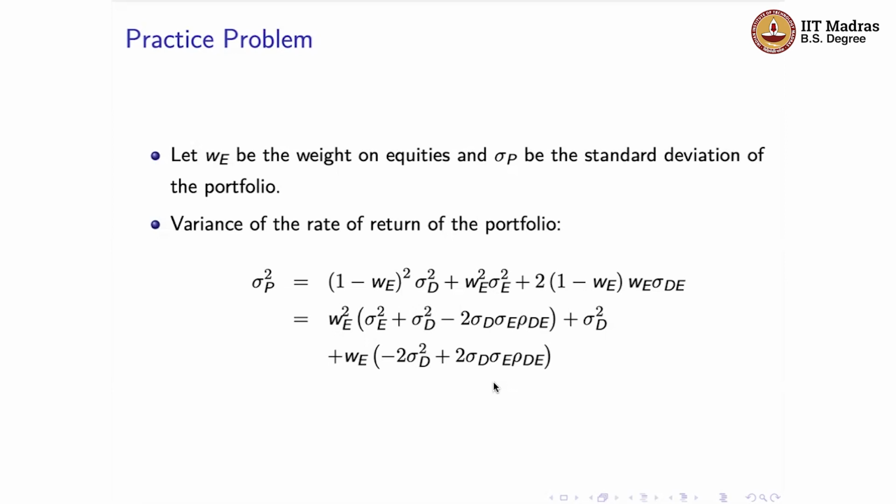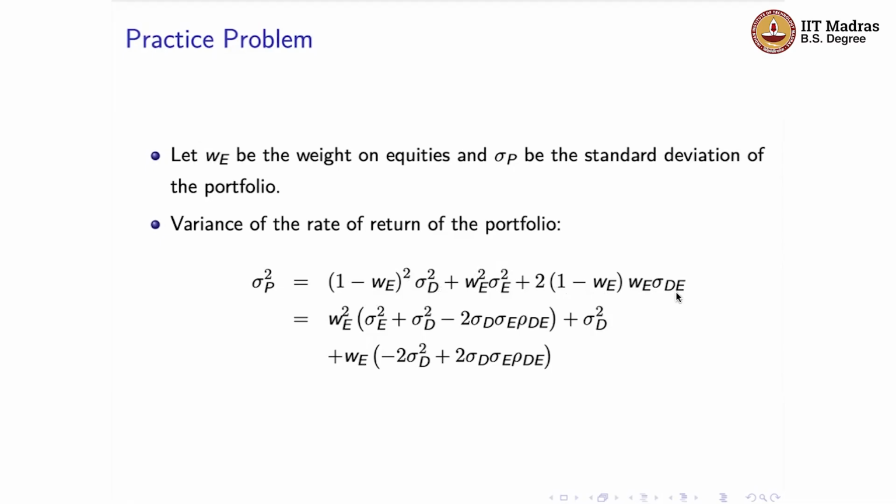So what's the variance? The variance is given by sigma square P, and as usual, applying the formula, we get that it will be equal to the weight on the debt part squared, so that's (1 minus WE) squared times sigma D squared, which is the variance of the debt, plus the weight on the equity squared multiplied by the variance of the equity, plus 2 times the weight on the debt, 1 minus WE, times the weight on the equity times the covariance of the debt and the equity, right?